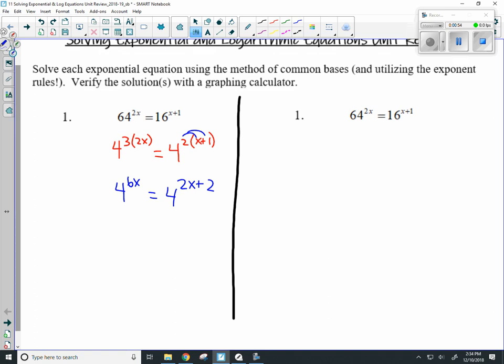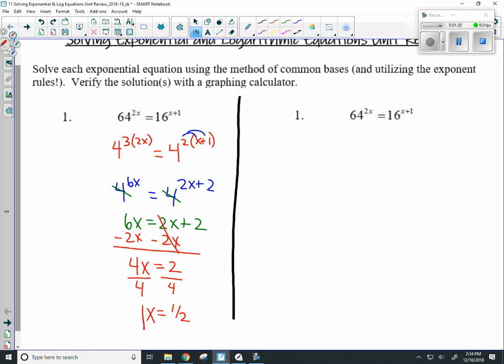Once you get the bases to be the same, because that part of the equation is already equivalent to one another, that means that the exponents are equivalent to one another as well. So you can essentially cancel out the bases and now go ahead and solve for x. So if we subtract 2x from both sides and divide by 4, we end up with x being 1/2.